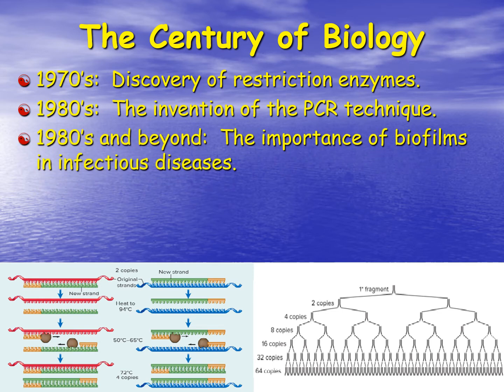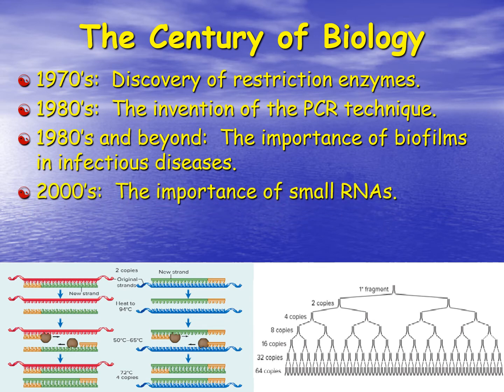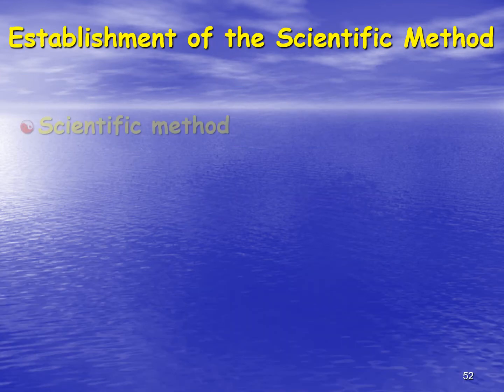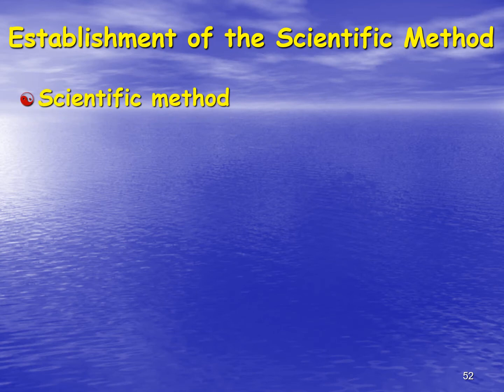In the 1980s and beyond, the importance of biofilms was seen in infectious diseases. And in the 2000s, we mapped the human genome. And we've also discovered the importance of the small RNAs, especially in eukaryotic cells. So, from the mid-1600s to the present, science is an ever-evolving collection of new information, and microbiology really is a very young science in biology. So, let's talk a little bit about scientific method.